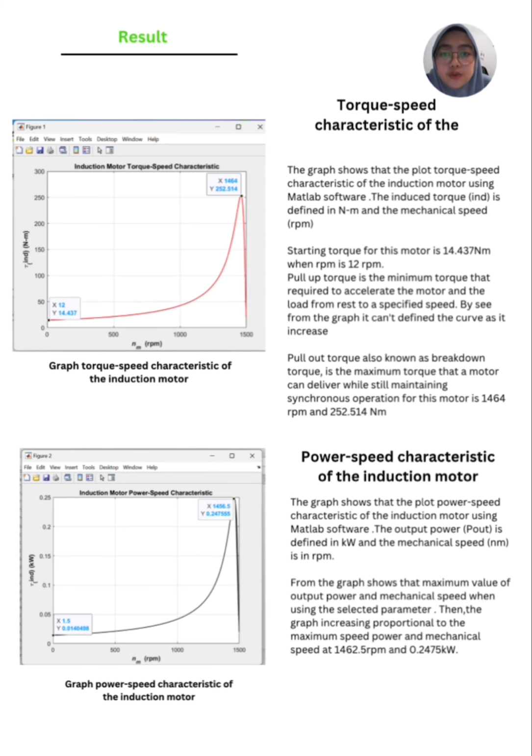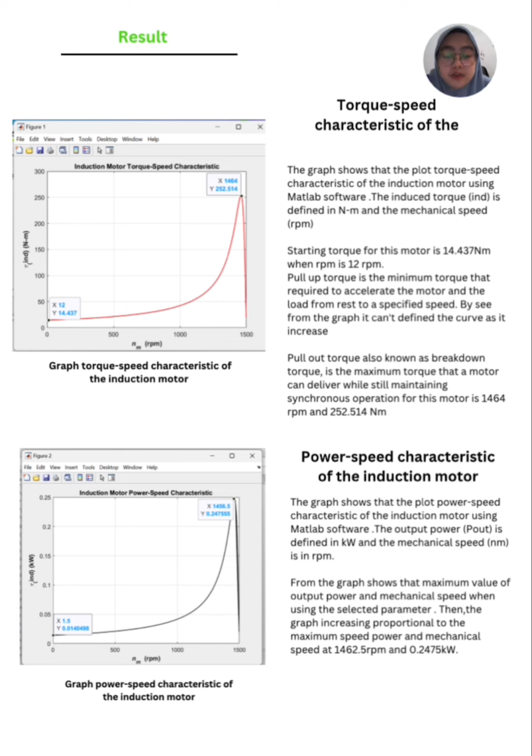Okay, for the torque speed characteristic of the induction motor, the graph shows the torque speed characteristic of the induction motor using MATLAB software. Starting torque for this motor is 14.437 Nm when RPM is 12. The pull-up torque is the minimum torque seen from the graph, and it defines the curve as it increases. Next is pull-out torque, which means breakdown torque, and for this motor it is 1464 RPM and 252.514 Nm.